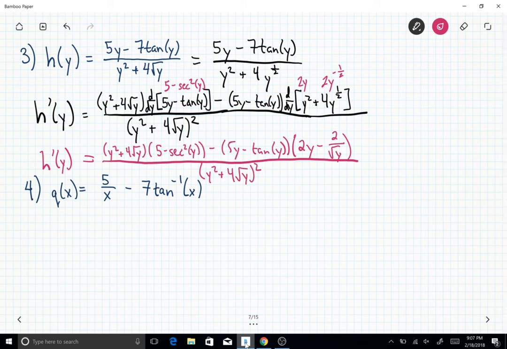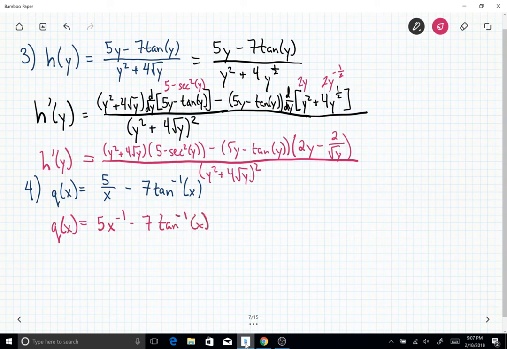Okay, so now on our q of x, moving forward to that part, we can do a similar thing. You can write this as 5 times x to the negative 1 minus 7, and then this is the arctangent of x, which you may or may not remember. Let me know if you don't remember it. I'll be happy to show you what that derivative is. So using that constant rule, this becomes 5, and this should be negative 1x to negative 1 minus 1. And so then we have minus 7, and the derivative of arctangent is 1 over 1 plus x squared.